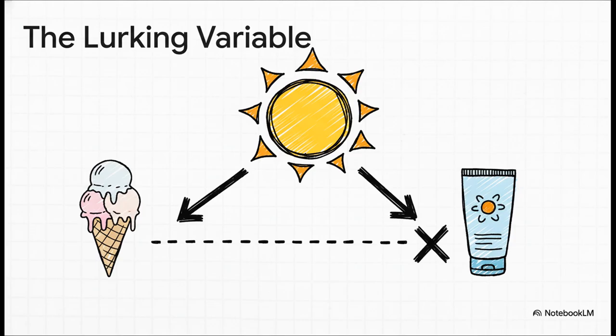So why are ice cream and sunscreen sales linked? It's because of something called a lurking variable, a hidden factor that's actually driving both things. And in this case, it's pretty obvious, right? It's hot weather. The hot weather causes people to buy more ice cream. And the hot weather also causes people to buy more sunscreen. The two things move together, but one doesn't cause the other.